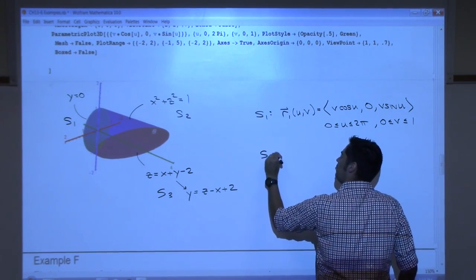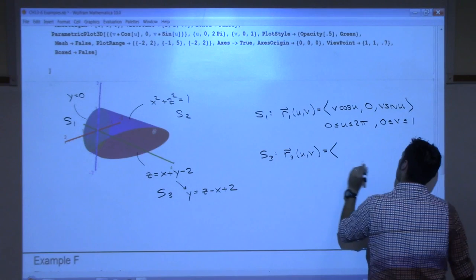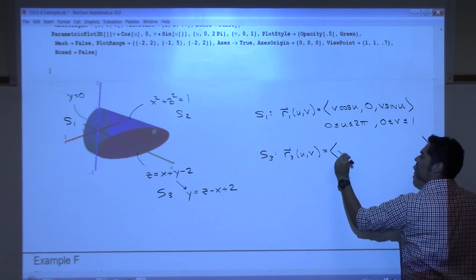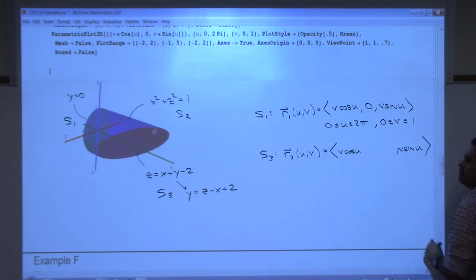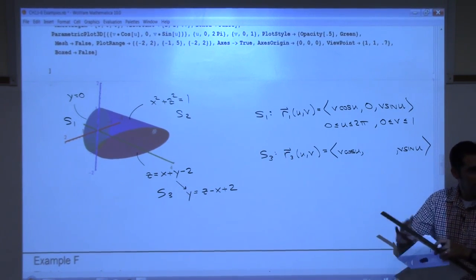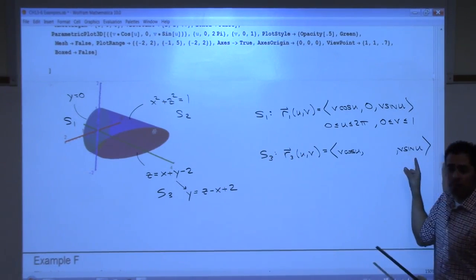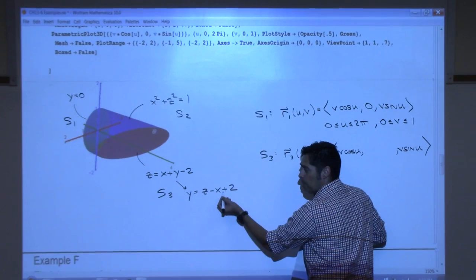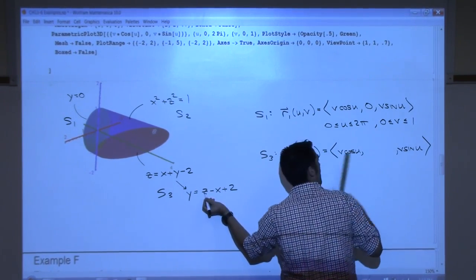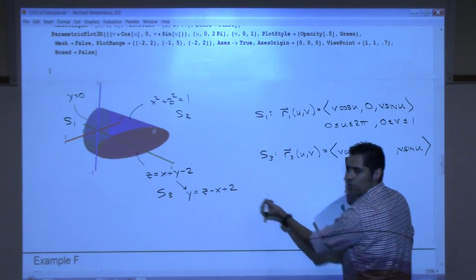So let me write this down. S sub 3 is R sub 3 of uv. And this should be equal to, I know that my x component must be this, my z component must be this. Right? That's still giving me that disk effect. The y part, the part that's coming out at me, is going to change depending on my x and on my z. And it will be exactly my z coordinate minus my x coordinate plus 2. But what's my z coordinate? V sine u. Minus what's my x coordinate? V cosine u, plus 2.